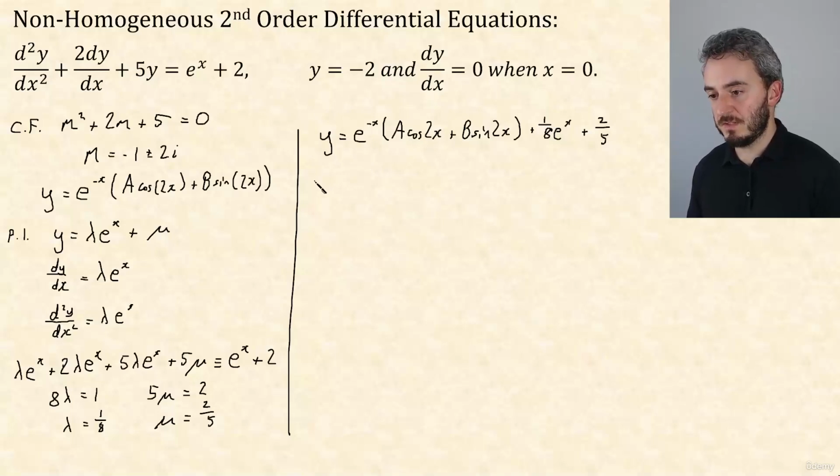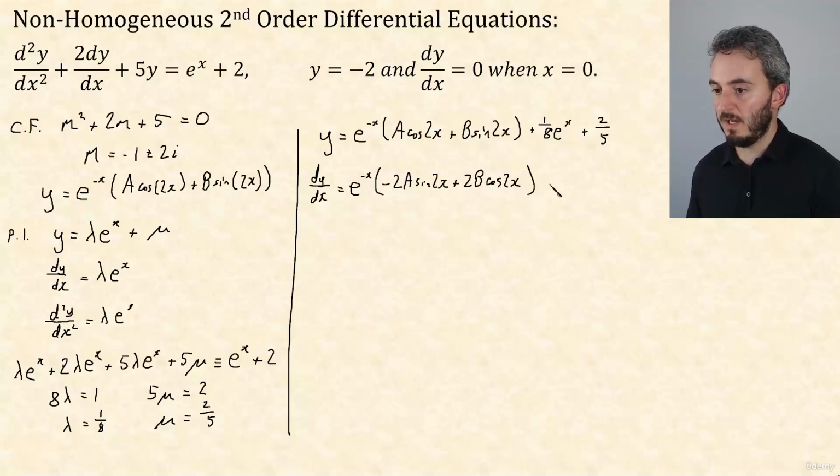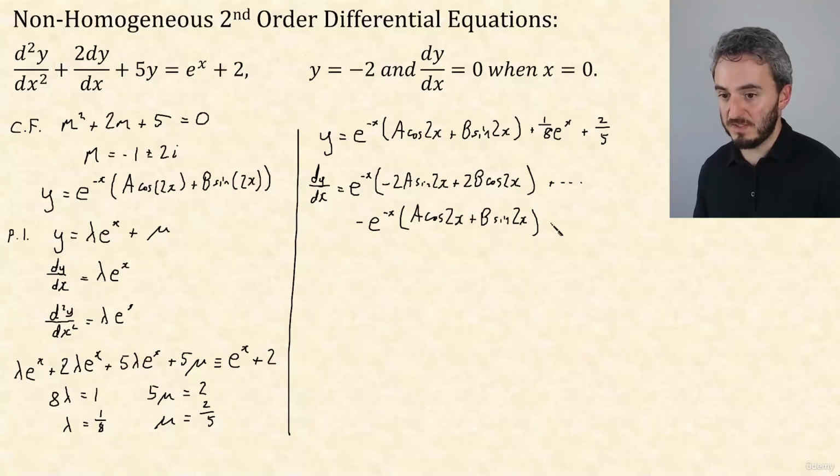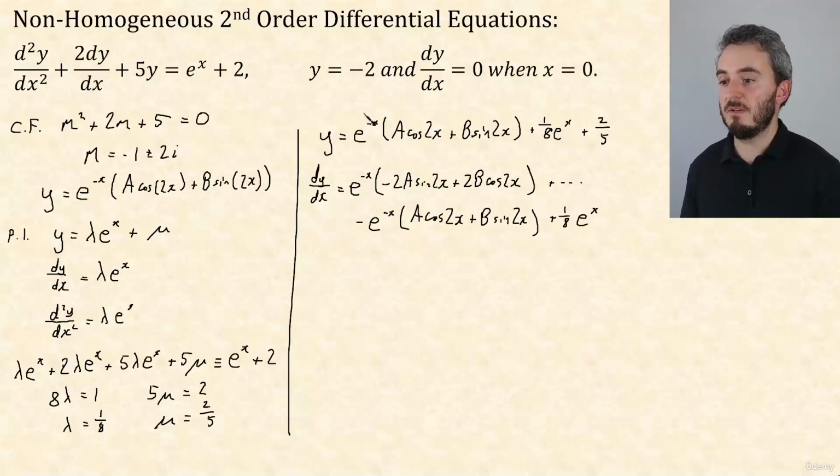Let's differentiate first. This is going to be a bit of a monster. So u v dash, which is minus 2a sine 2x plus 2b cos 2x plus dot dot dot. Now u dash v, so that's minus e to the minus x, and then a cos 2x plus b sine 2x, and now we need to differentiate this as well, which is 1/8 e to the x. Okay, let's sub things in.